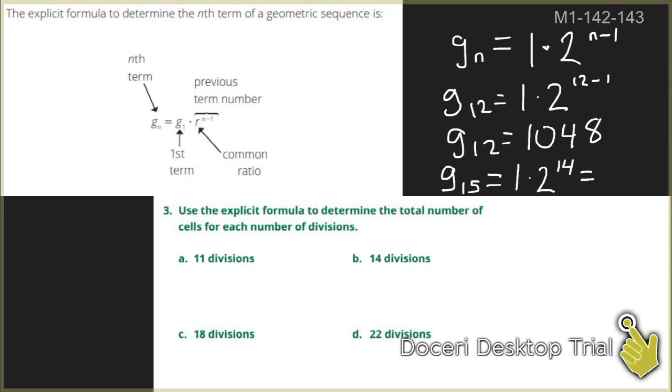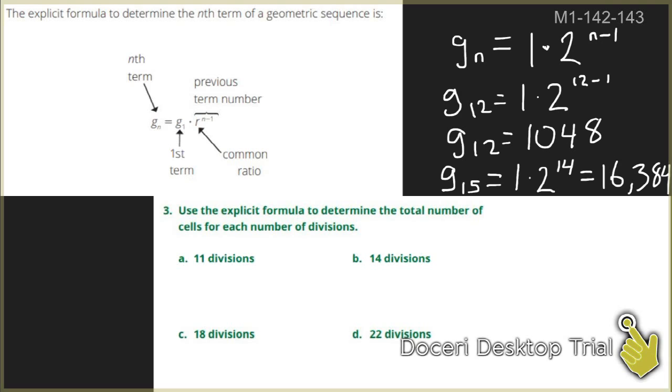we get 16,384, and we take that times 1, and it's still 16,384. So that is for B. 14 divisions would be 16,384.